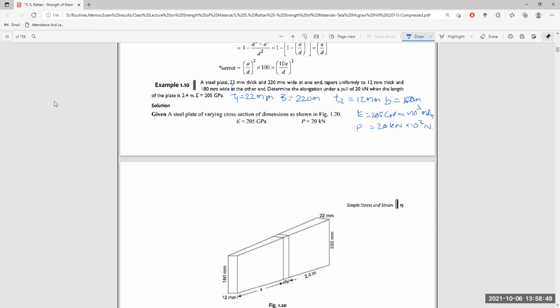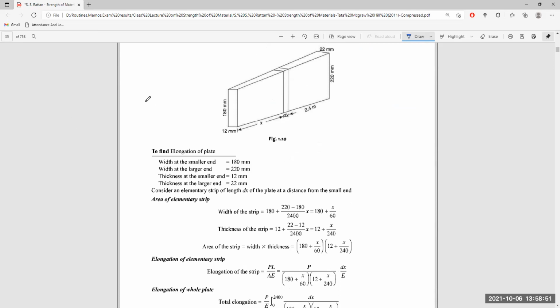Now what happens here? This is all we have put: smaller width at the smaller end, thickness at the smaller end, width at the larger end, thickness at the larger end. Now an elementary strip of thickness dx is taken into consideration at a distance x from the thinner end, or small end. And what will be the width of the strip? The width will be 180, and the rate of change of width is maximum minus minimum, 220 minus 180, divided by the total length.